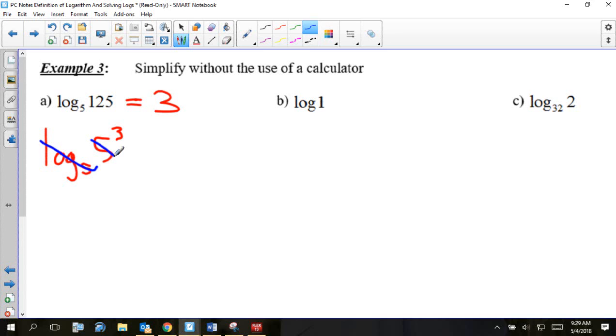So the next one. I'm going to rewrite this log. I'm just rewriting it. What is my base? 10. So I'm going to put it in there. Since we're doing notes, you don't need to put it in there. But I need that 1 to say 10 to the something. 0. Right. So the answer to this is 0.